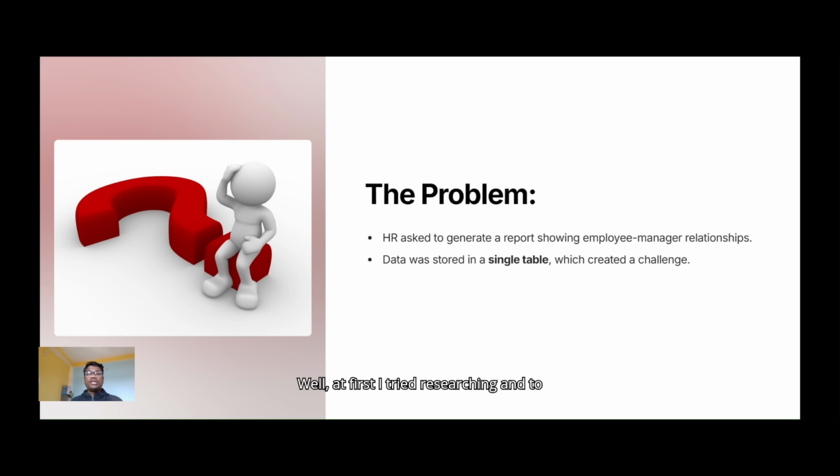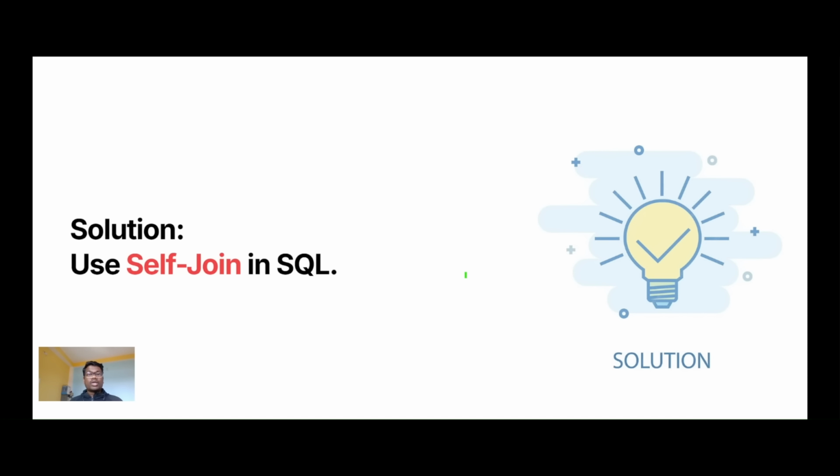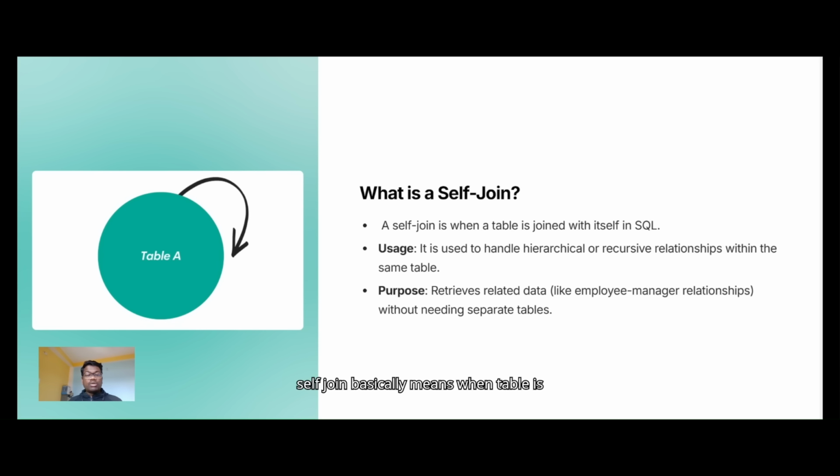Well, at first I tried researching, and to solve this problem, I realized that I could make use of self-joins. It might seem like a new word, but self-join basically means when a table is joined to itself. I repeat myself, a self-join is when a table is joined to itself. I could join the employee table to itself. Let's try to see how this will work.